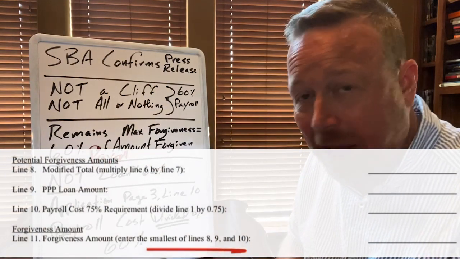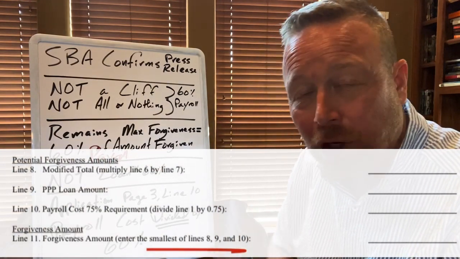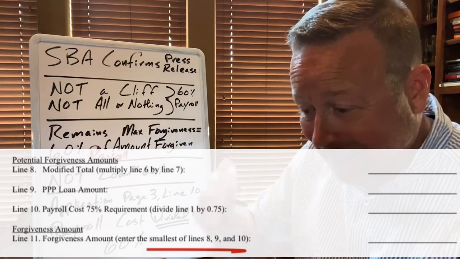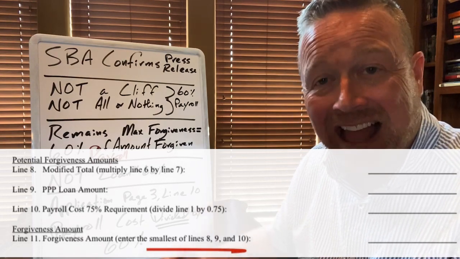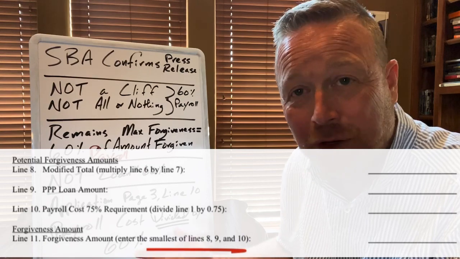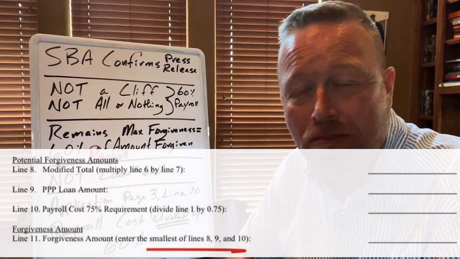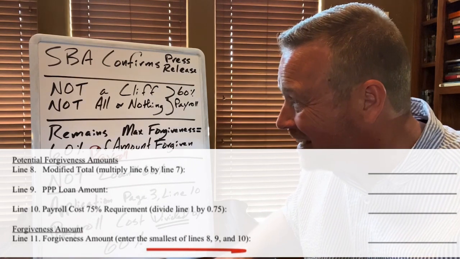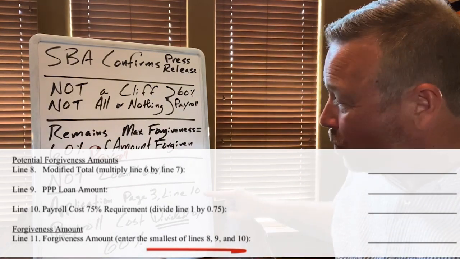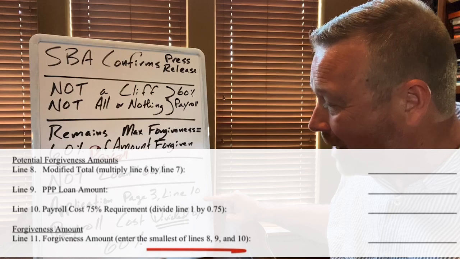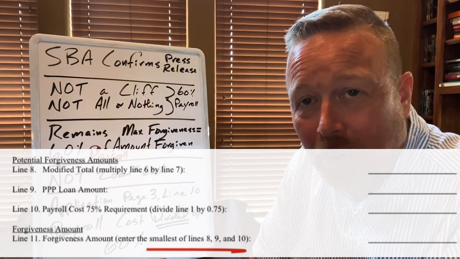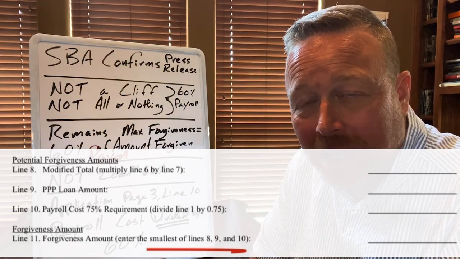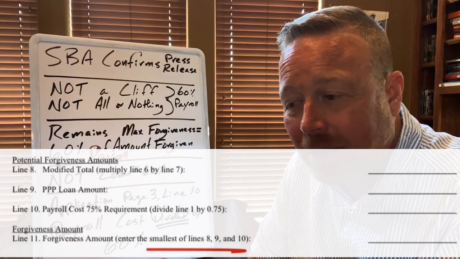So if you're looking at the loan application, line 9 says, what was your loan amount? Line 10 does not say take line 9 times 60%. That's where this would apply, but it doesn't say that. It's not an opinion, it's just the calculation. Line 10 says you're going to take line 1 divided by 0.60 when the new application comes out. Currently it says 0.75.